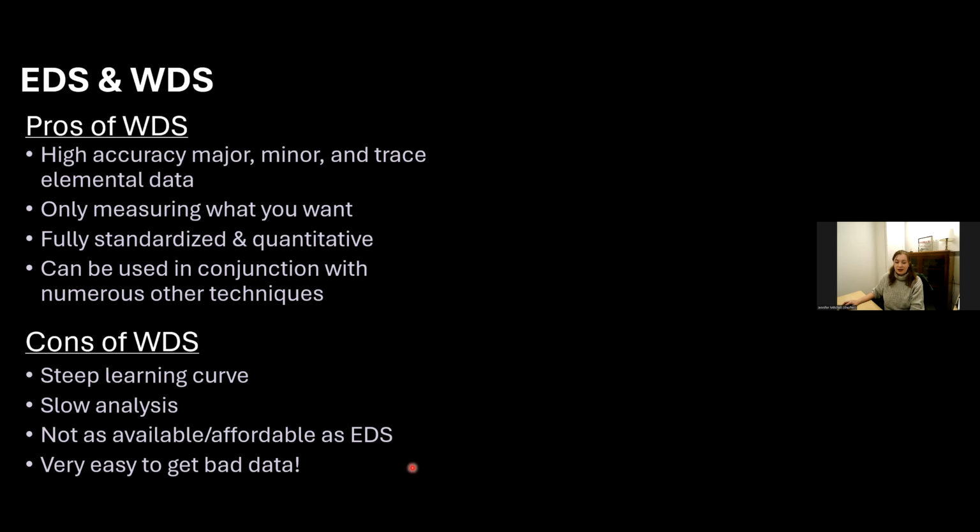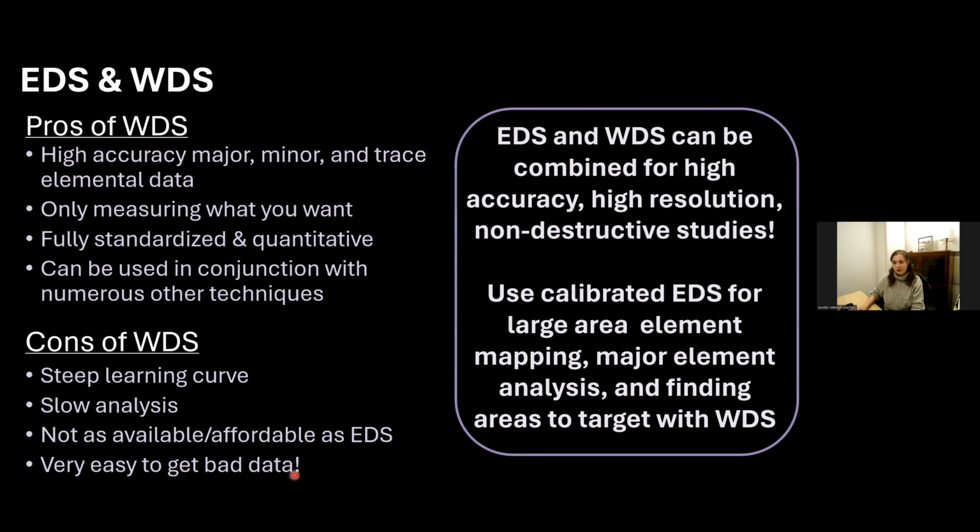It's also not as readily available or affordable as EDS. I found the tender documents for the probe that I run from back in 2020, and that was horrifying. So I dread to think what the new ones cost. And it's incredibly easy to get bad data on WDS. If it's set up correctly, it's great. But if there's anything that's gone slightly awry, you're going to see it in your data immediately. And sometimes it's quite hard to work out what actually went wrong. So if you combine both of these, you can get some really good high accuracy, high resolution data.